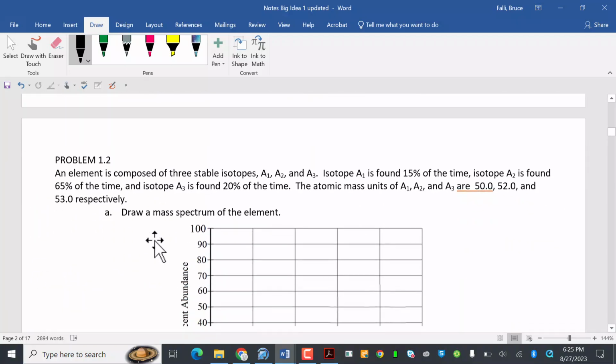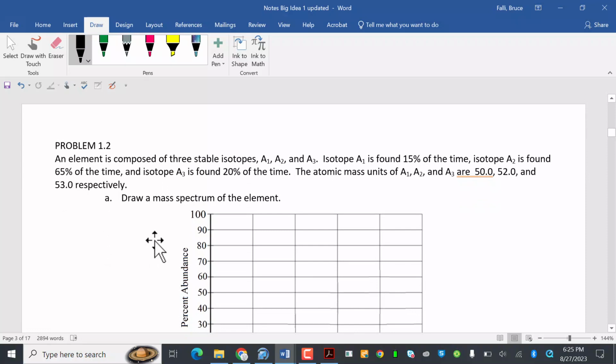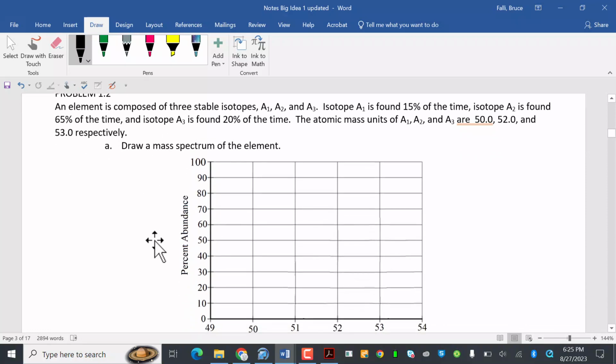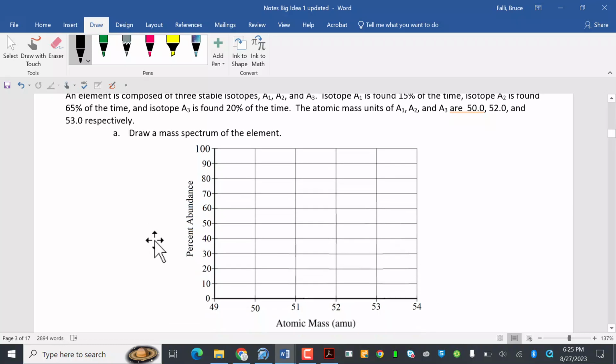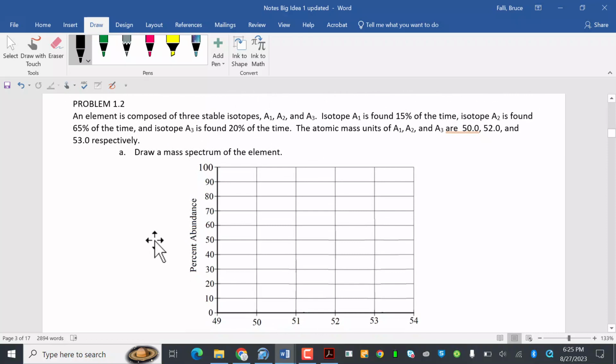All right. An element is composed of 3 stable isotopes, A1, A2, and A3. Isotope 1 is found 15% of the time, isotope 2 is found 65% of the time, and isotope 3 is found 20% of the time. The atomic masses of these are 50, 52, and 53. Draw a mass spectrum. Okay, so percent abundance. Notice how this is just percent abundance. So A1 is 15% of the time, and A1 is 50. So at 50, it's going to be 15% of the time.